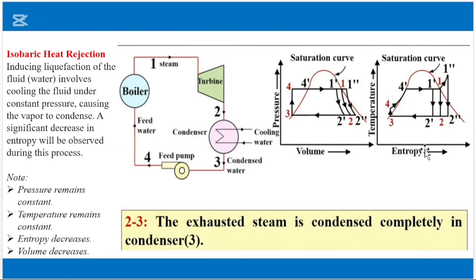Here, when the condensation happens, be it 2 dash or 2 dash dash, you can see that temperature does not change. The temperature is stable. Remember, in the heat addition process also, once vaporization started, the temperature was constant. Now also the temperature is constant. Do you know why temperature is constant? Let me give you the answer for this one.